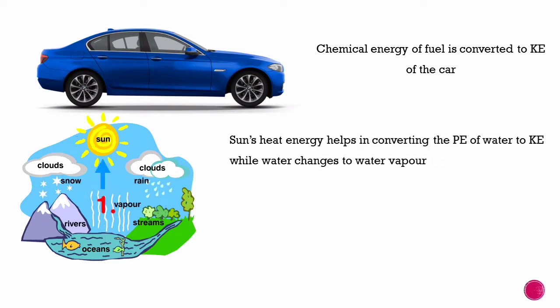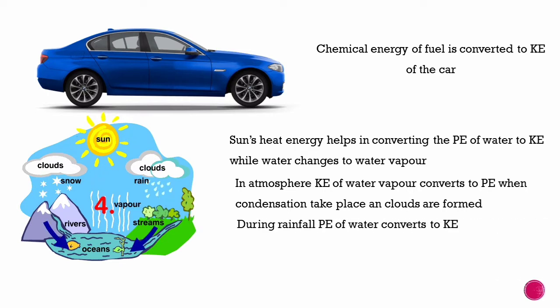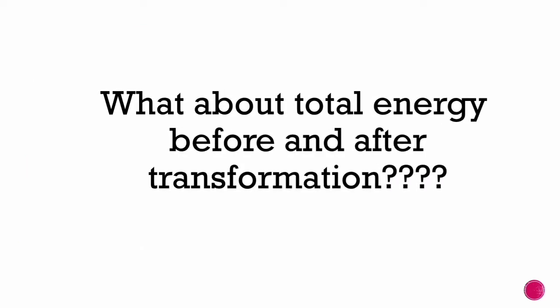When water is converting from water to water vapor through the sun's heat, the potential energy of water converts to kinetic energy. When it gets condensed to form a cloud, its kinetic energy converts to potential energy. During rainfall, its potential energy again converts to kinetic energy. But what about the total energy before and after transformation? Let's check it out with a simple case.